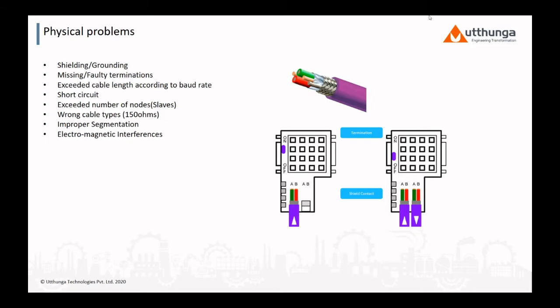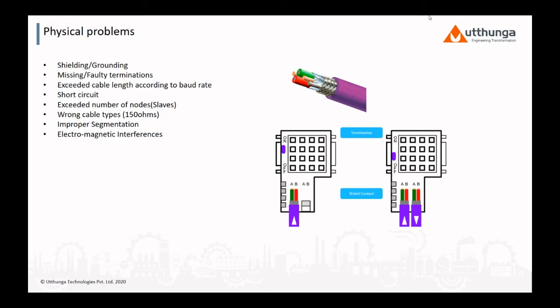Short circuit. How does a short circuit come? If you go through the A and B cable, in some of the connectors you can see they strip the A and B. And usually if there is a vibration, the A and B touch. This creates a short circuit in the PROFIBUS cables.